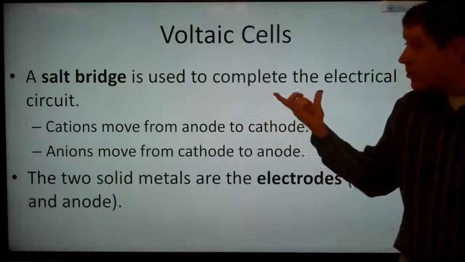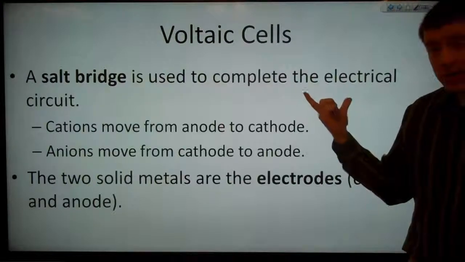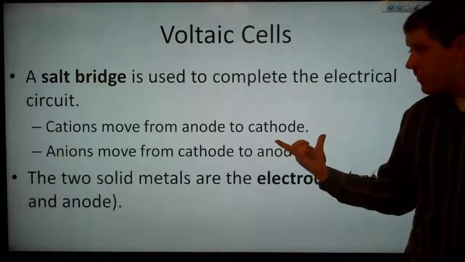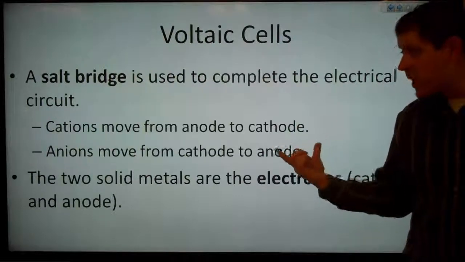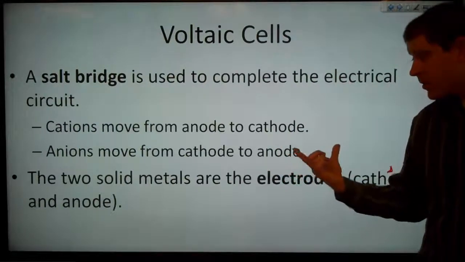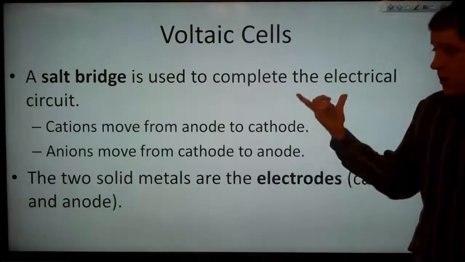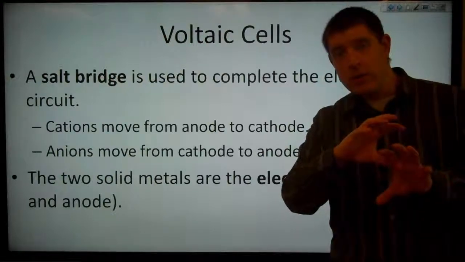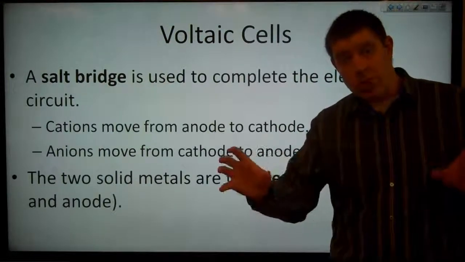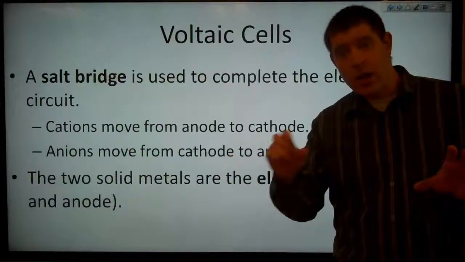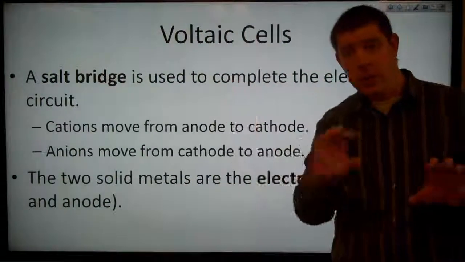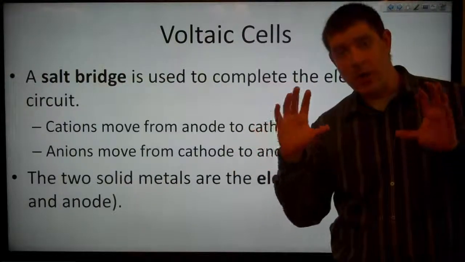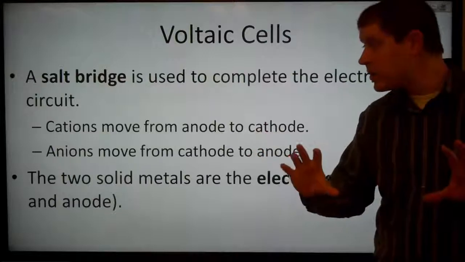So we need to use a salt bridge to complete the electrical circuit. With the salt bridge, cations are moving from the anode to the cathode, and anions are moving from the cathode to the anode. So we're using the salt bridge to balance out the charges, because if we've separated our reactants into two separate beakers, and we are moving electrons from one beaker to the other, then eventually one beaker becomes positively charged, the other beaker becomes negatively charged. We need a way of balancing that out, and the salt bridge is the way that we do that.